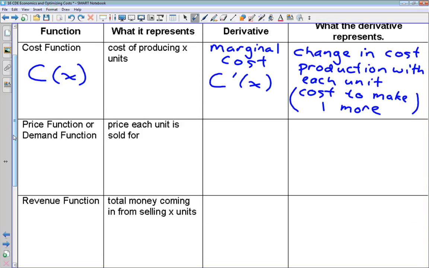After the cost function, we have to consider the price function, also known as the demand function. And that's represented by small letter p as a function of x. So this is the price that each one of these units can be sold for. Okay? And it's going to change depending on how many units are being produced and how many units are being sold. This is kind of like supply and demand. The more things that are out there, the price tends to go down. The fewer units that are being produced and sold, the price tends to go up. We don't usually talk about the derivative of our price function.